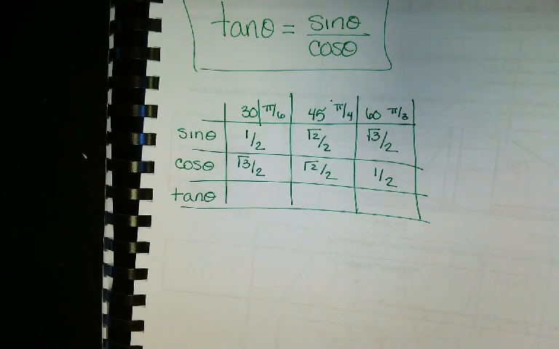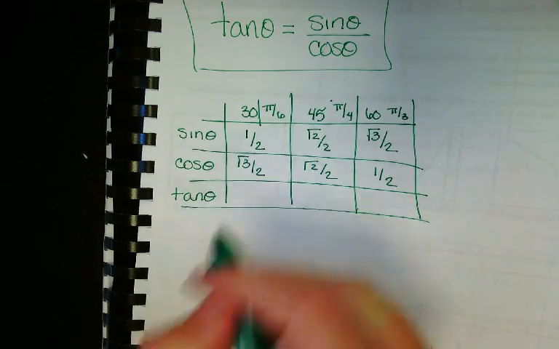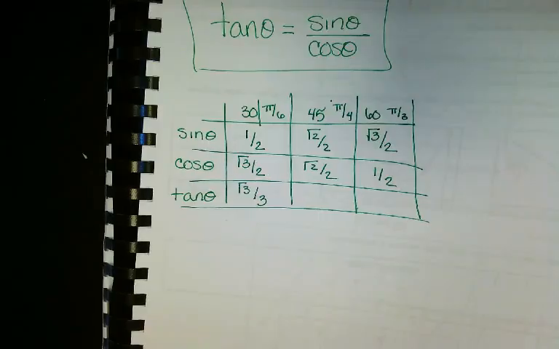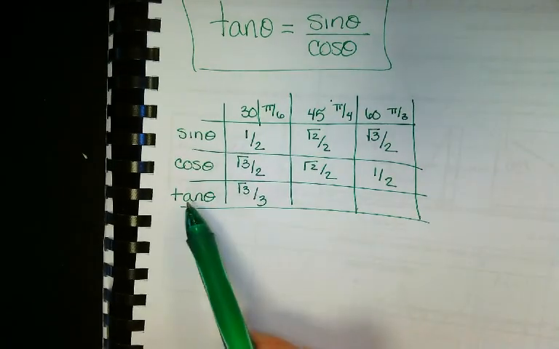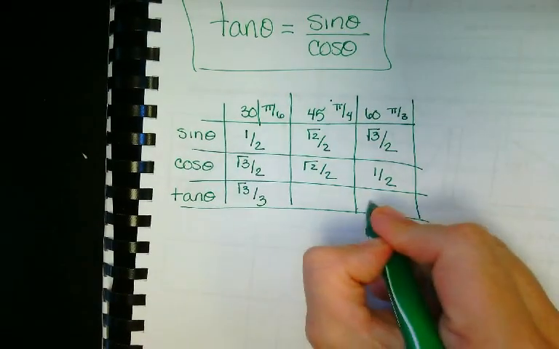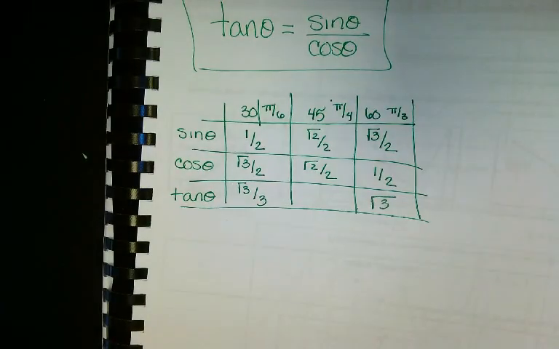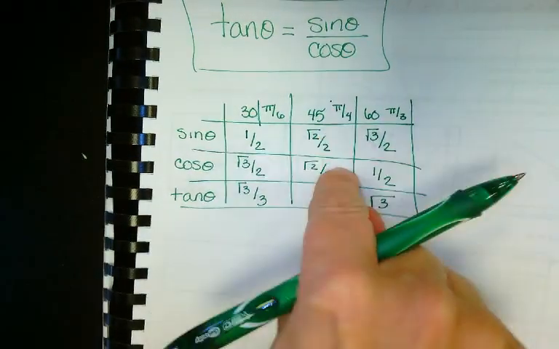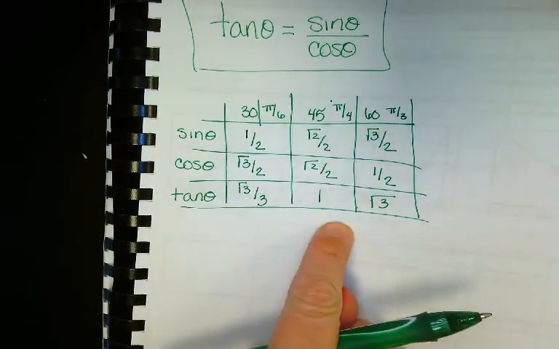I always say, just as a silly little thing, the tangent of 30 has all the 3's, which reminds me that it's root 3 over 3. Yeah, 30 degrees, all the 3's. Tangent of 60 is just root 3. And then the oddball, the tangent of 45 is 1. And that should make sense because remember, tangent is sine over cosine, and root 2 over root 2 is just 1. Okay?